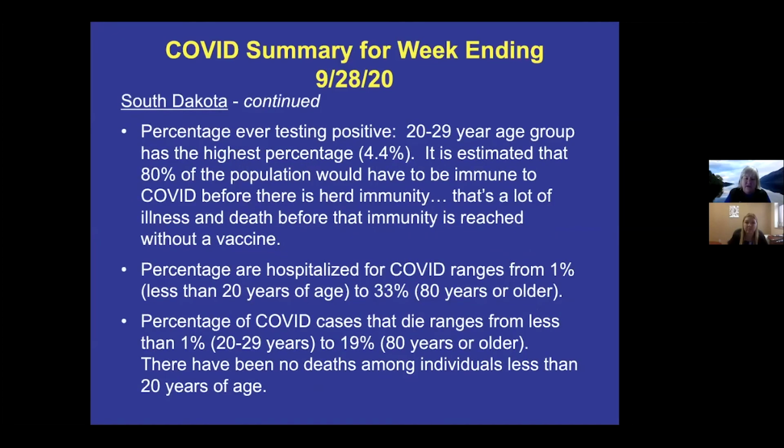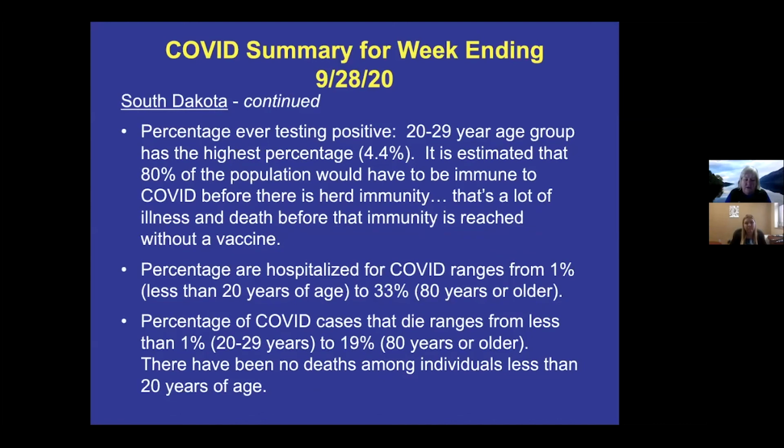The percent ever testing positive, and this is where I look at different things by age. That 20 to 29 year age group has the highest percent statewide, 4.4%. And it's estimated that 80% of the population would have to be immune to COVID before you get herd immunity, which means that in order to get there, you would have an awful lot of illness and death if that immunity is reached without a vaccine.